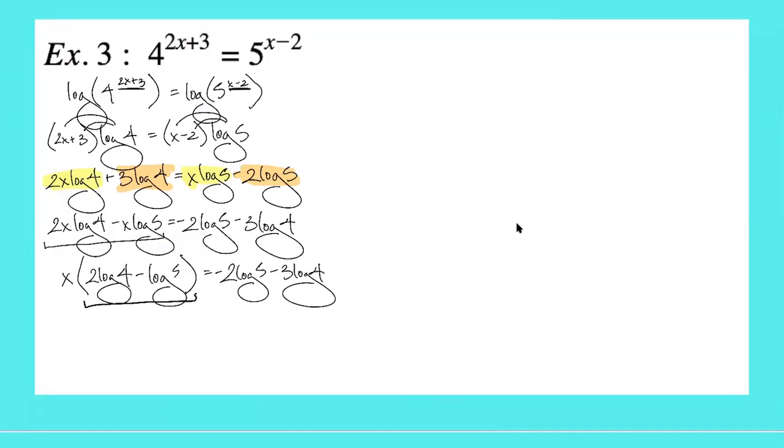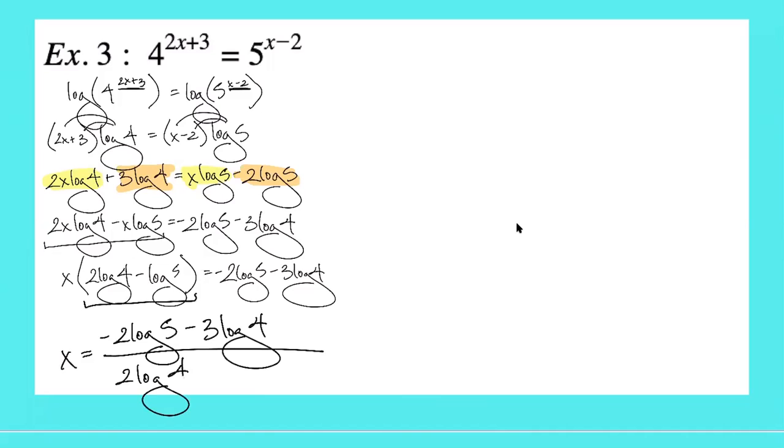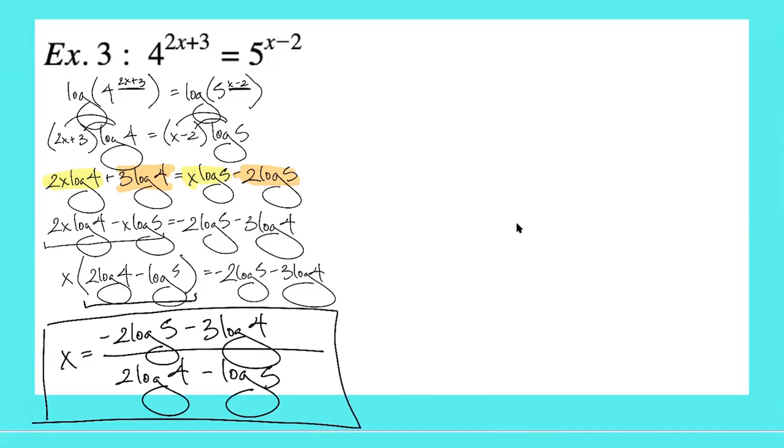And that's going to give us an answer of x equals negative 2 log 5 minus 3 log 4 over 2 log 4 minus log 5. And as messy as that looks, we're going to leave that because that is a very exact answer. Whereas if I start turning the logs into decimals, I'm going to end up with a lot of decimals. And every time I round, it's going to impact my final answer. Okay?